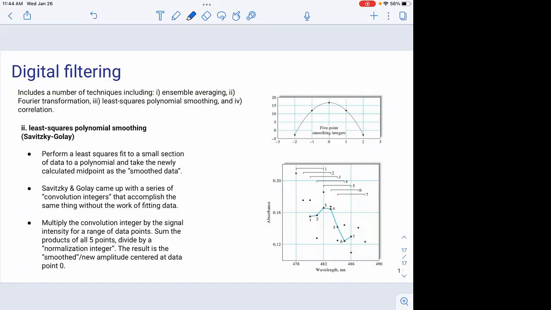So basically, you are performing a least squares fit to a small section of data with a polynomial, and you take that newly calculated midpoint as your smoothed data. Okay, so Savitsky-Golay came up with a series of convolution integers, basically magic numbers, that accomplish the same thing without the work of fitting your data. And so basically what you're going to do is multiply the convolution integer by the signal intensity for a range of data points, sum the products over 5 points, and divide by a normalization integer. So the result is a smooth, new amplitude centered at point 0.